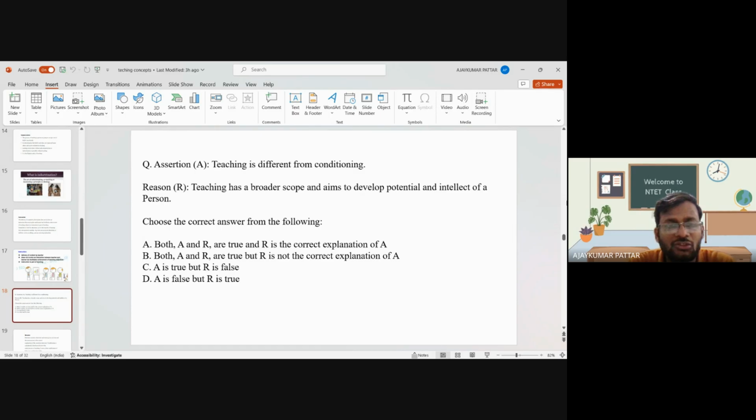So now we solve this question. What is the assertion here? Teaching is different from conditioning. Is it true or false? Teaching is different from conditioning or not? Whether teaching and conditioning are same or have some difference. Are teaching and conditioning same, or do both have some small difference?